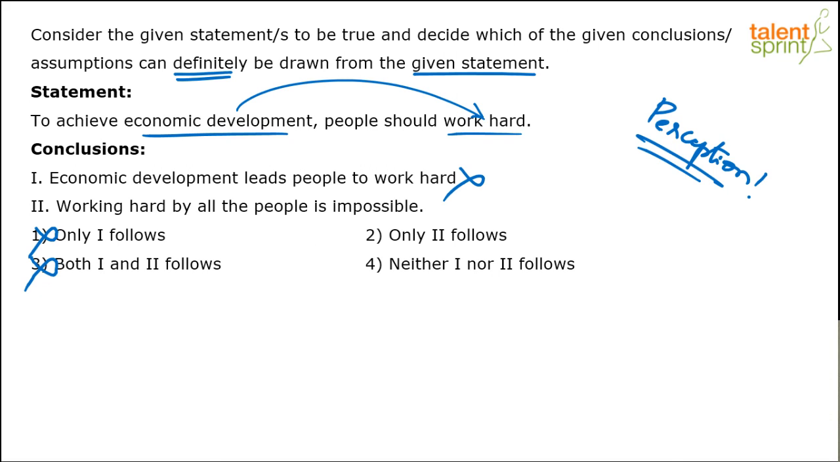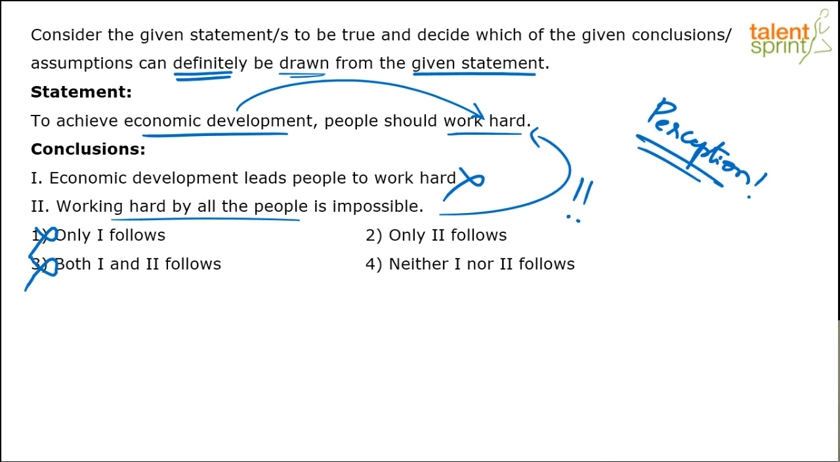Working hard by all the people is impossible. Now this is no way connected to what is given in the statement. Is there a relationship? No. It has got nothing to do with the statement. Which of the given conclusions or assumptions can definitely be drawn from the given statement? Can we draw this information from the given statement? Working hard by all people is impossible. I'm not saying that 2 is wrong, but is it related to the second statement? No. Can we say only 2 follows?